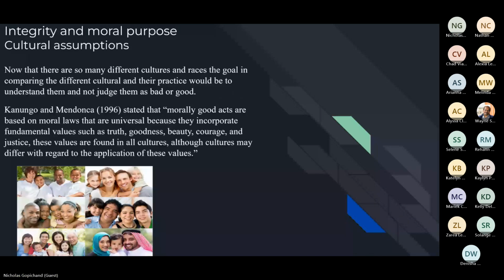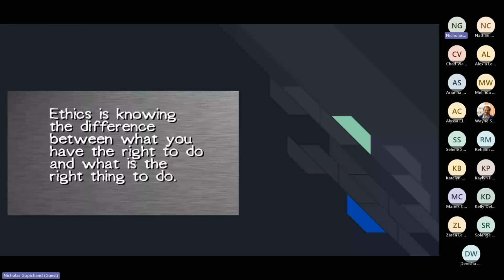Right. I will now leave it with this quote. Ethics is knowing the difference between what you have the right to do and what is the right thing to do.